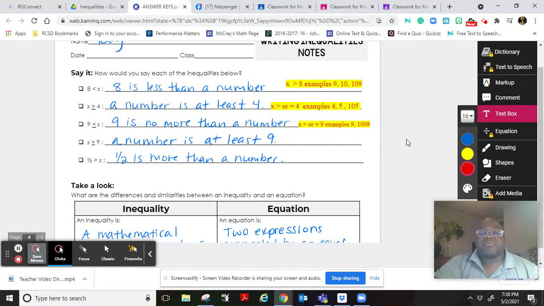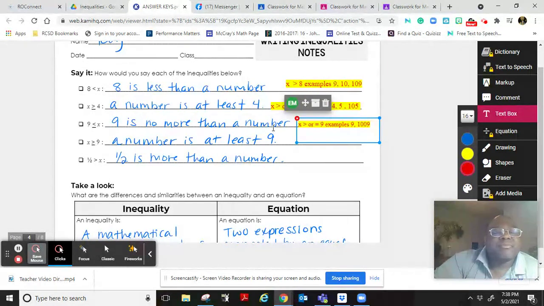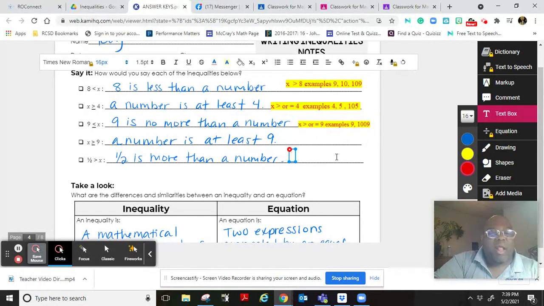All right, let's take a look. X is greater than 9. Now, a number is at least 9. Yeah, I mean, absolutely. 9 is no more than a number. Not quite 100% sure where they were going with that, but given the fact that I'm the one making the test, I'm going to focus on what I think is most important for you guys. All right, let's take a look at the last one.